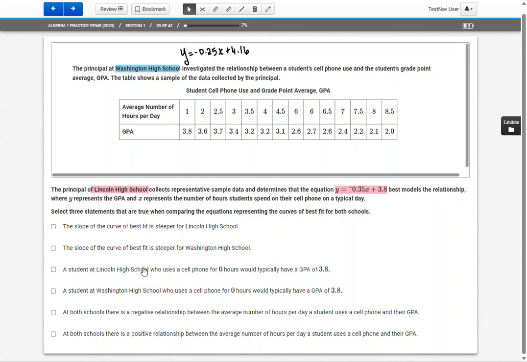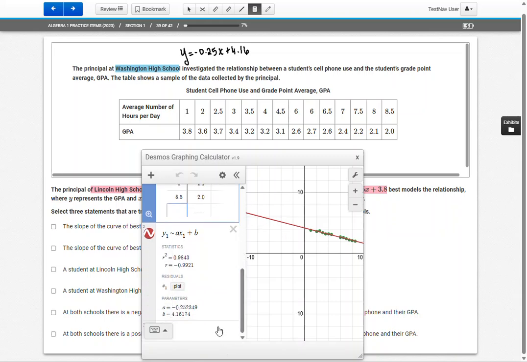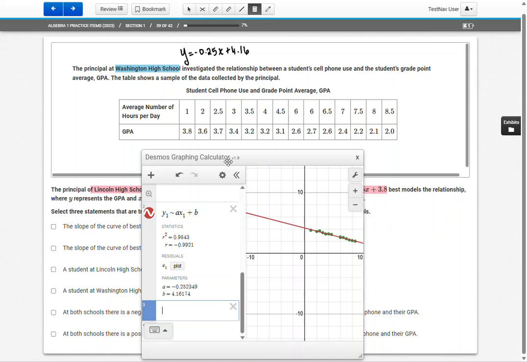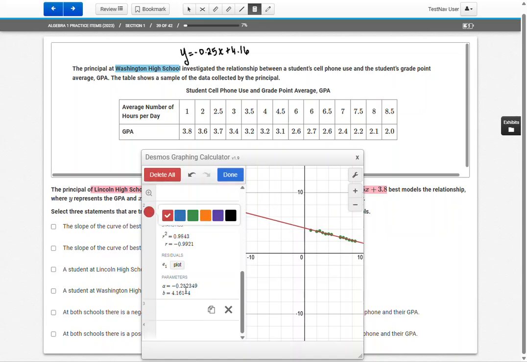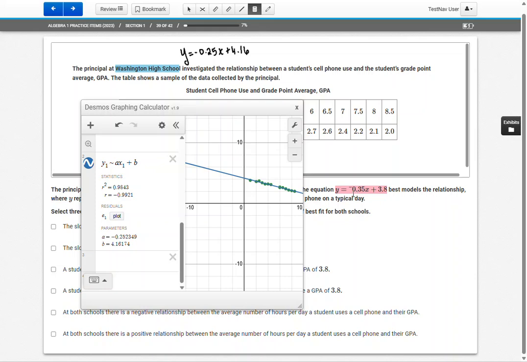All right, now I think I have everything. It says the slope of the curve of best fit is steeper for Lincoln, or is it steeper for Washington? Well, let's see. Steeper just means that the line... Let me change it to a blue so that I can keep things straight. So the blue one is for Washington, and then the red one will be for Lincoln, and Lincoln is right here.